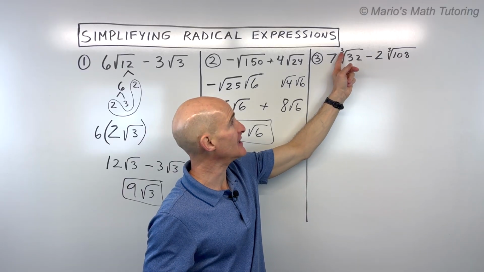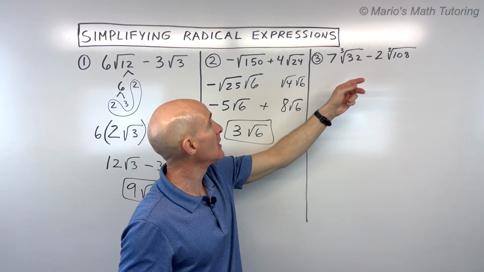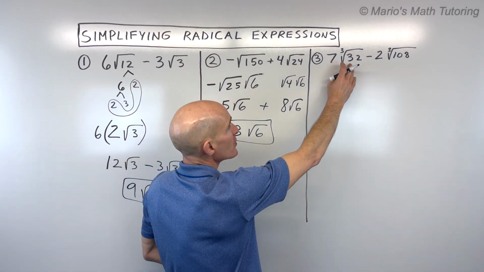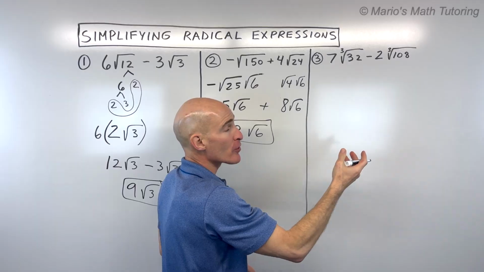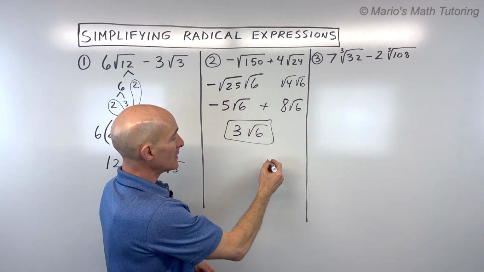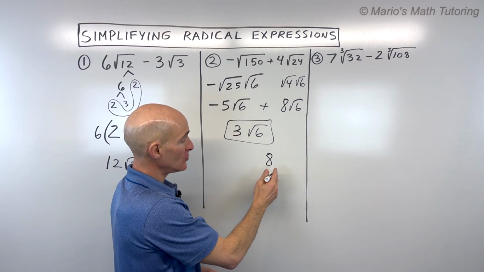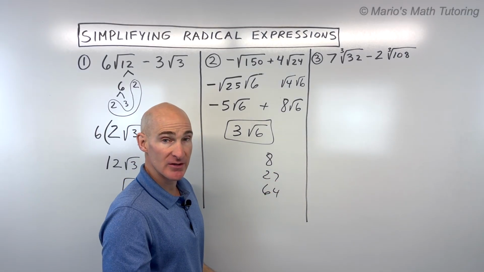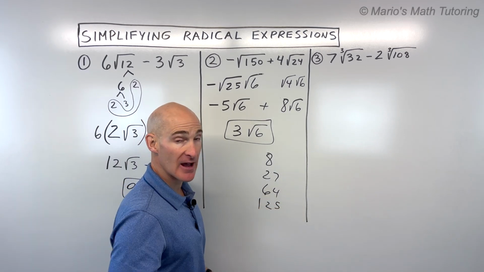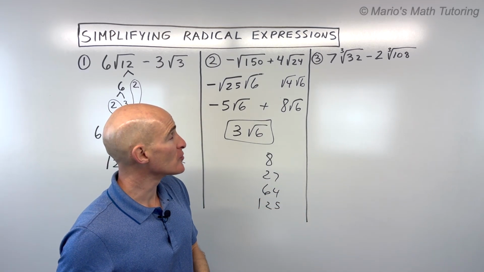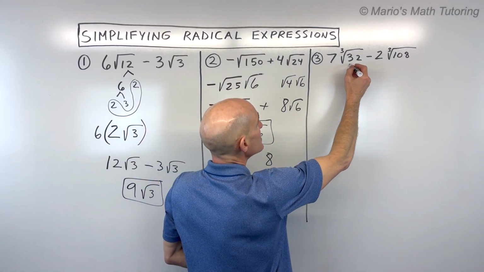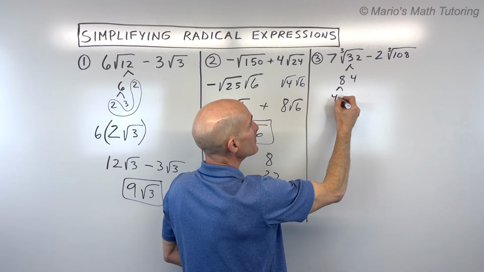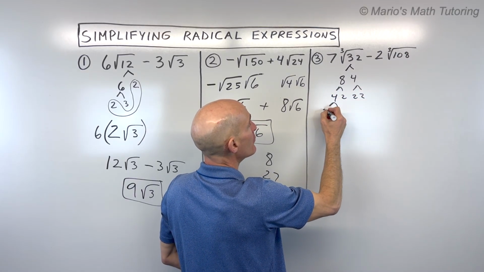Okay, this is what's called the index here. Okay, the 3. If it's not written, that's understood to be a 2. That's the square root. So over here, the cube root of 32, we're looking for perfect cubes. Now remember, the perfect cubes are like 8, because that's 2 times 2 times 2, or 27, that's 3 times 3 times 3, or 64, that's 4 times 4 times 4, or 125, that's 5 cubed. It's good to know those or memorize those, but a lot of students just like to break it down. And I like this method because, especially when it's a larger number, you can just see what that number is made up of, like what the components are.